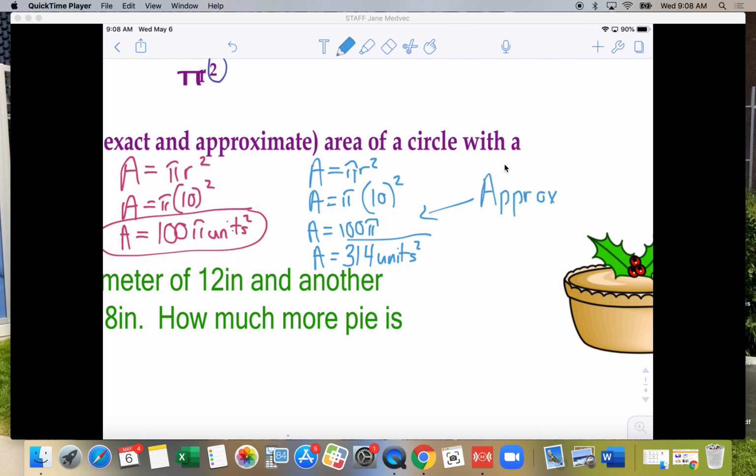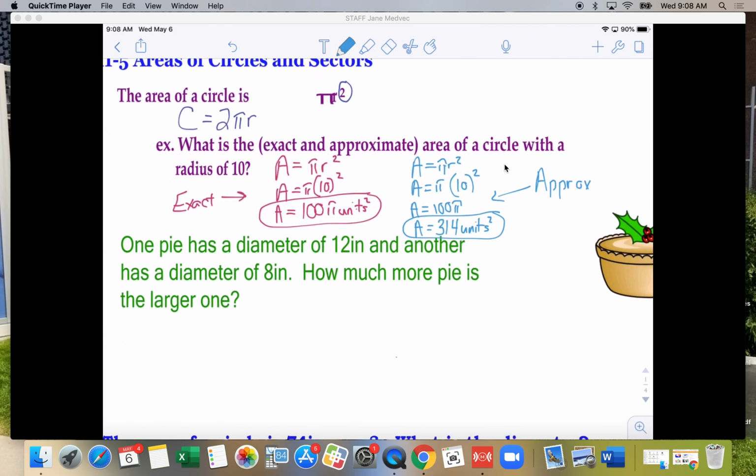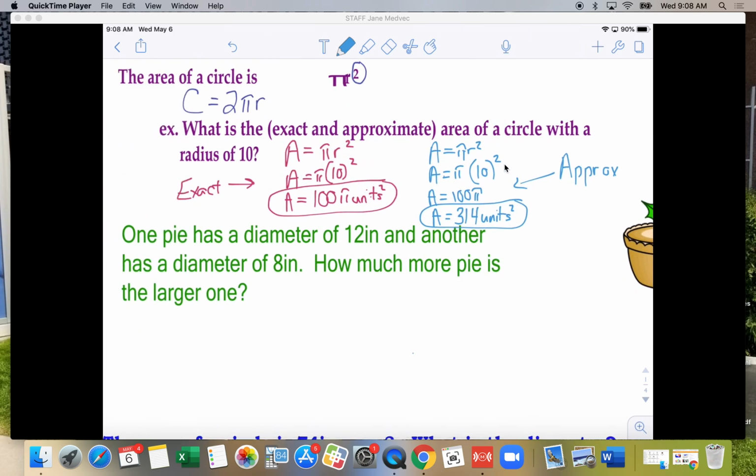Essentially the difference between the two is that with the exact, you leave pi in the answer, and with the approximate, you either push 3.14 in your calculator for pi, or you use the pi key. The directions should tell you that. If they don't in your book, I do have the answers, so you'll know that way. On your test, I'll be very transparent, and I will say use 3.14 or use your pi key.